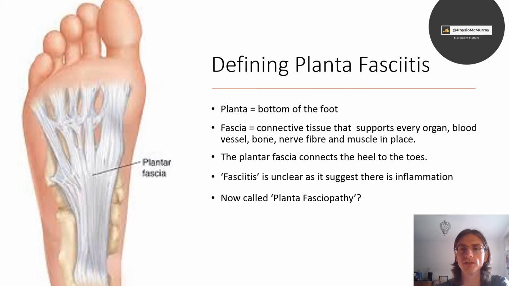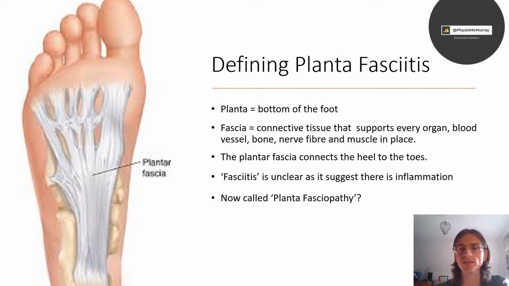So defining plantar fasciitis. Plantar is the bottom of the foot. As you can see in the picture there, fascia essentially is connective tissue that supports every organ and everything together. So fascia kind of holds your muscles together. You have fascia everywhere, and this fascia you have in the bottom of your foot. So that's the plantar fascia. This fascia connects the heel bone to your toes, as you can also see in the picture.